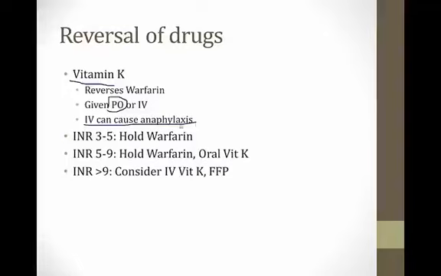The actions we take depend on the elevation in INR. So if our goal is 2 to 3 and the patient's INR level is 3 to 5, we'll just hold warfarin and not administer any antidote. If the level's 5 to 9, we'll hold warfarin and give oral vitamin K. And if the level's over 9, that's when we'll sometimes consider IV vitamin K or administer fresh frozen plasma. And that concludes our module on antithrombotic drugs.